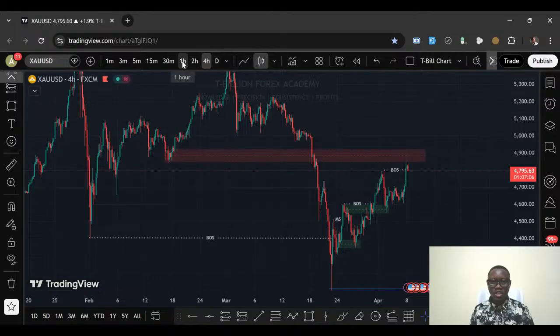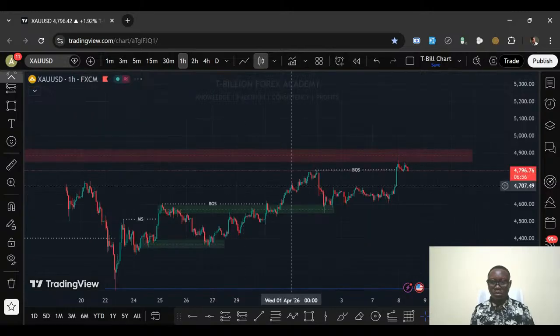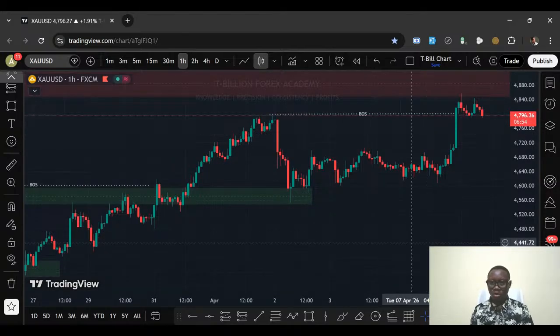So let's head to the 1H time frame. We have this breaker block right here where price is currently reacting. Right. Okay, let's drill down to the 1H time frame for possible entry.